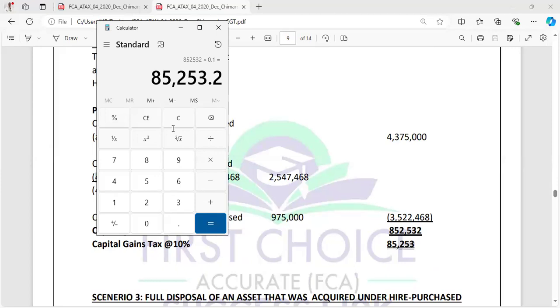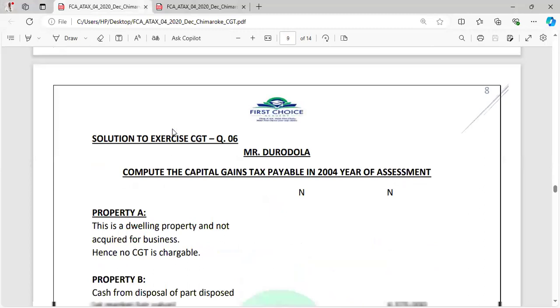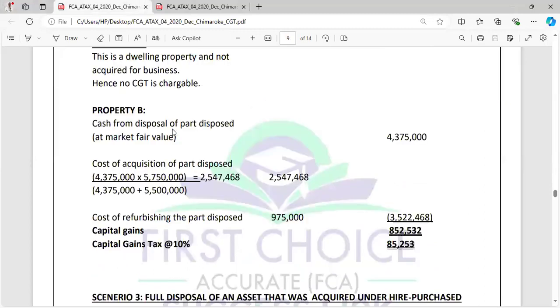So remember here at this point, the asset was disposed of in parts. And the question helped us to know that the asset was disposed of in parts. One thing that is sure here is part of the asset is remaining with the owner and part has left him. The trick here is to calculate the cost of acquisition of the part disposed.